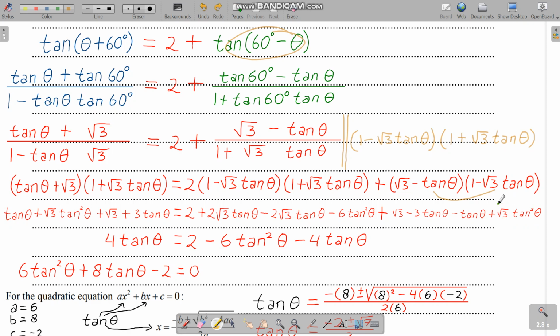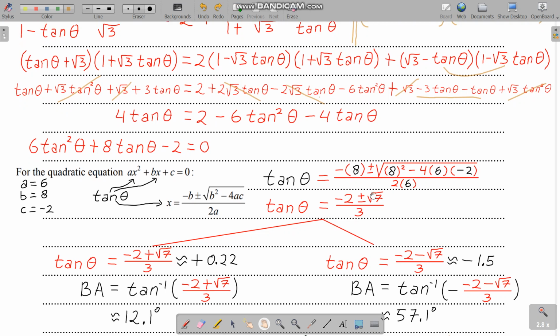Okay, and last one, we have root 3 multiplied by minus 3 tangent, multiplied by minus tangent, multiplied by plus root 3 tangent squared. And let's see what we can cancel out. Root 3 tangent squared cancels out, and root 3 cancels out. And on the left, now we have tangent plus 3 tangent, which is 4 tangent. And on the right, actually they cancel out also here. Now we have only minus tangent squared, and this is minus 4 tangent, so this is the simplest form.